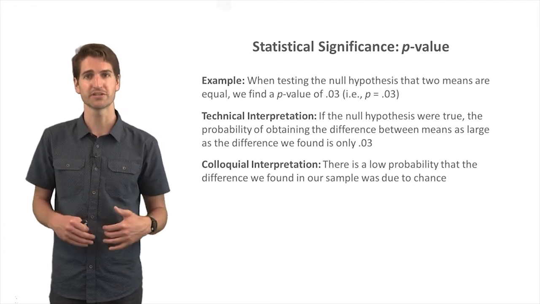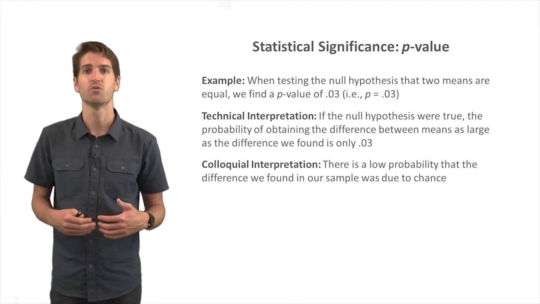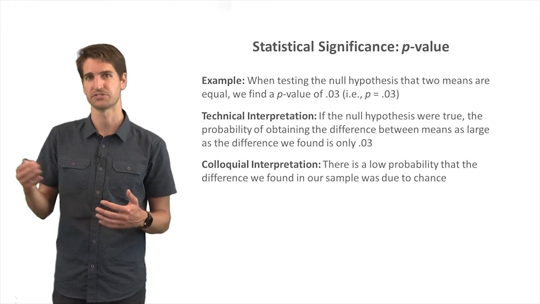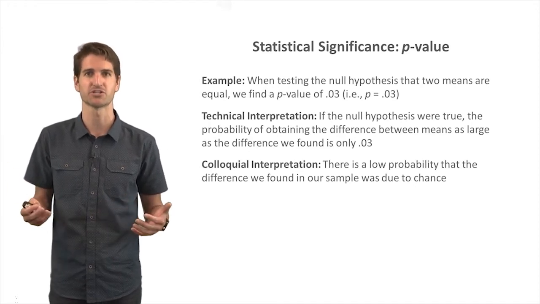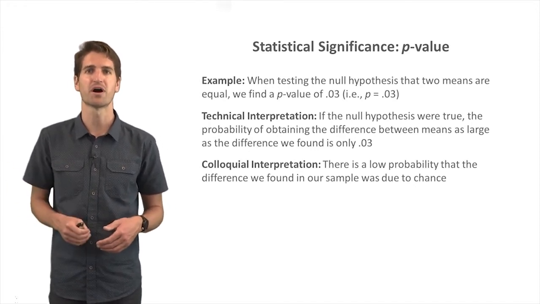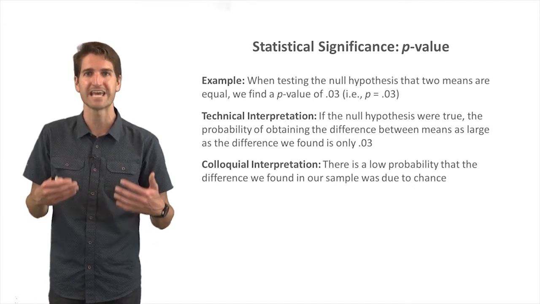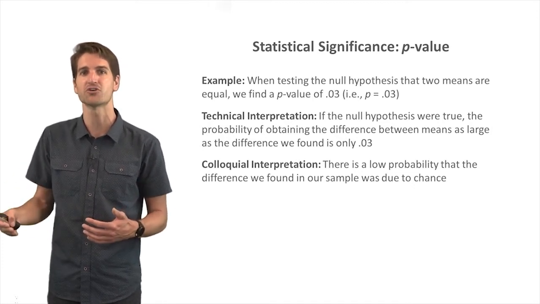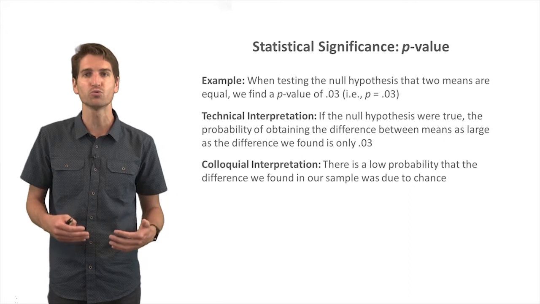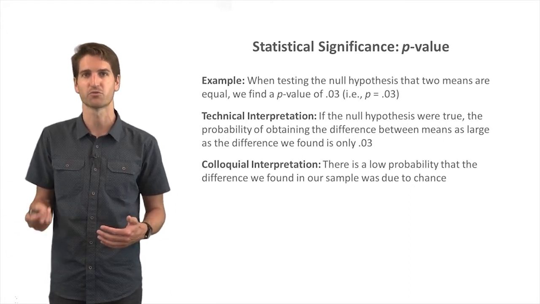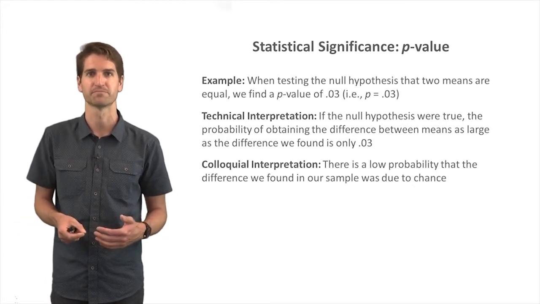Now, in terms of the technical interpretation of this example, if you were to explain this to a statistician, you would say, if the null hypothesis were true, the probability of obtaining a difference between means as large as the difference we found is only 0.03. In other words, there's a very low probability.